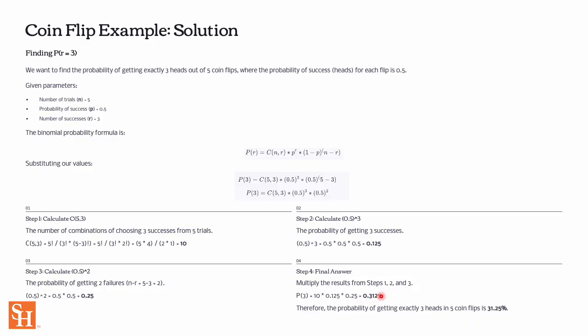That means the probability of getting exactly 3 heads in 5 flips is 31.25%, right? If you flip the coin 5 times, the probability that you will get exactly 3 heads out of the 5 trials is 31.25%. I think now it is clear to all of you how we can solve a binomial probability distribution problem, right?